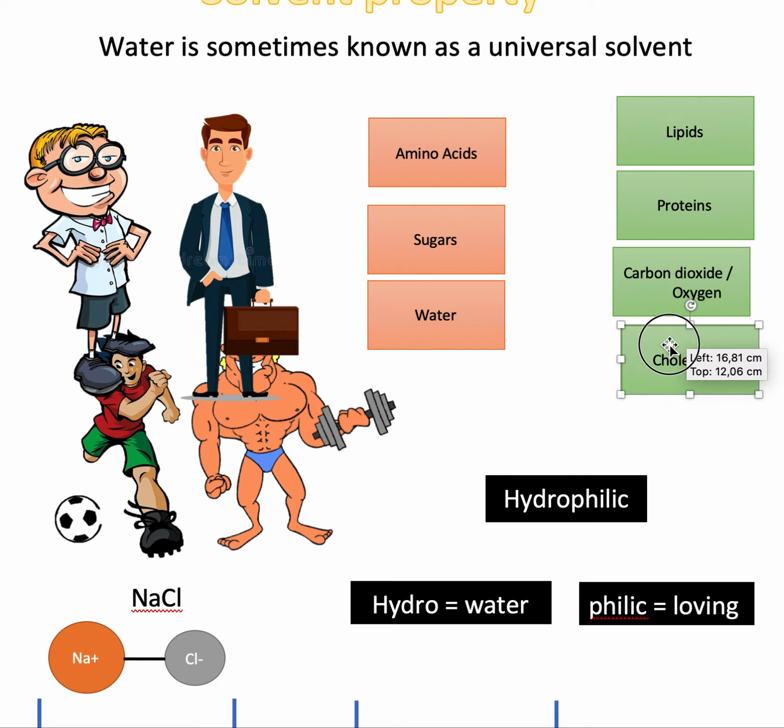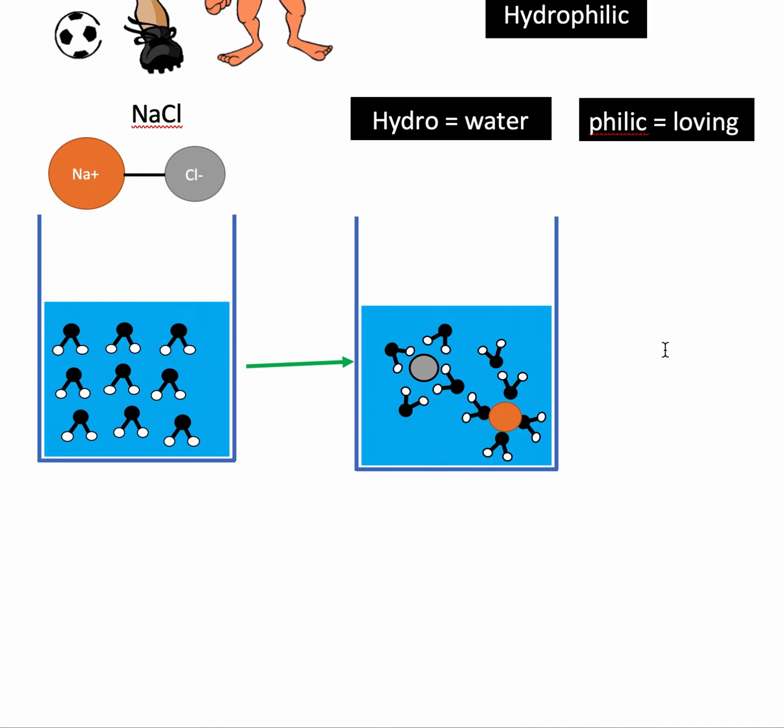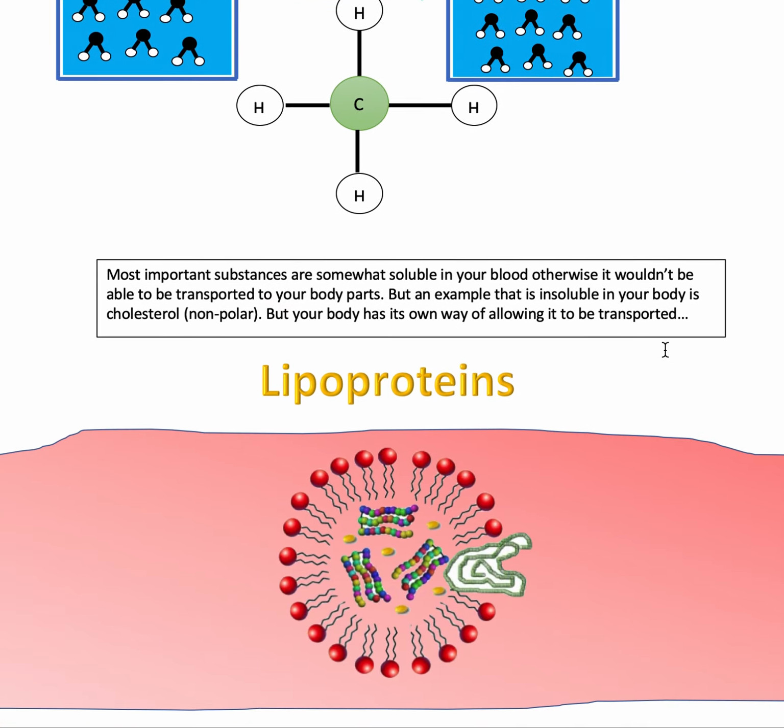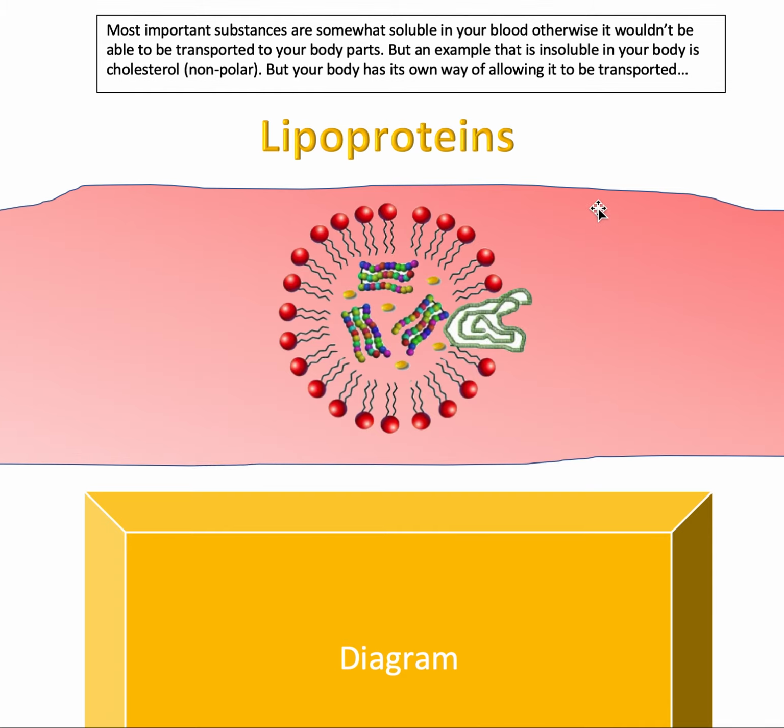So the question is, what does your body do to move these things to the parts of the body that need it? It's actually a really interesting concept. And they use something called lipoproteins. A lipoprotein is like a little ball that puts all of these things in the middle and moves them throughout the blood, so that all of these non-polar things don't have to come into contact with the blood.